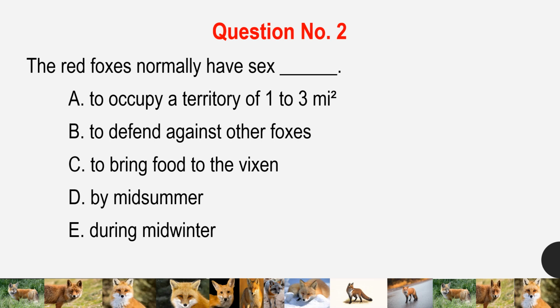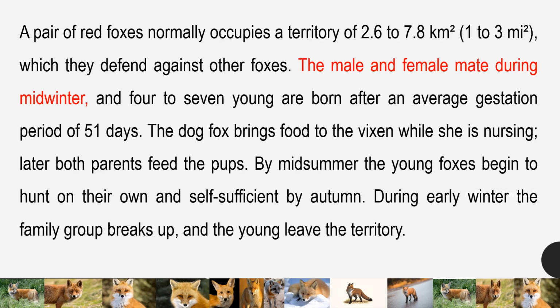To answer question number 2, let's go to paragraph 3. This is paragraph 3. The male and female mate during midwinter. Rubah jantan dan betina melakukan perkawinan atau kawin selama pertengahan musim dingin. Di sini ada kata mate, sinonimnya adalah have sex. Jadi sudah jelas bahwa rubah jantan dan betina melakukan perkawinan pada waktu pertengahan musim dingin.